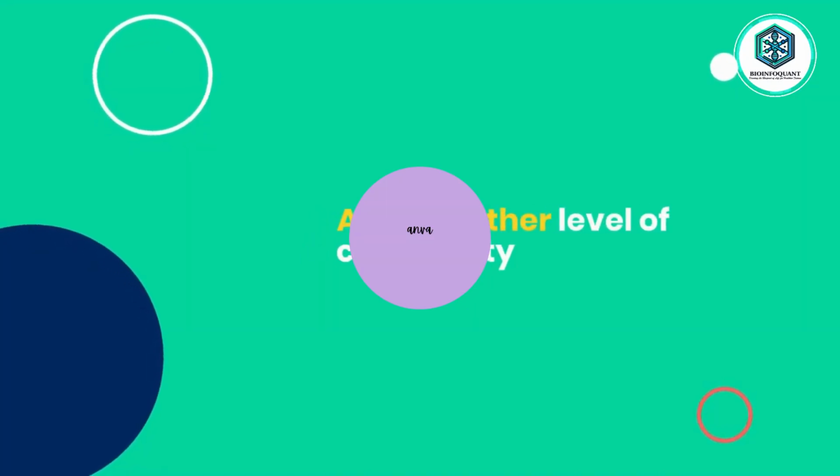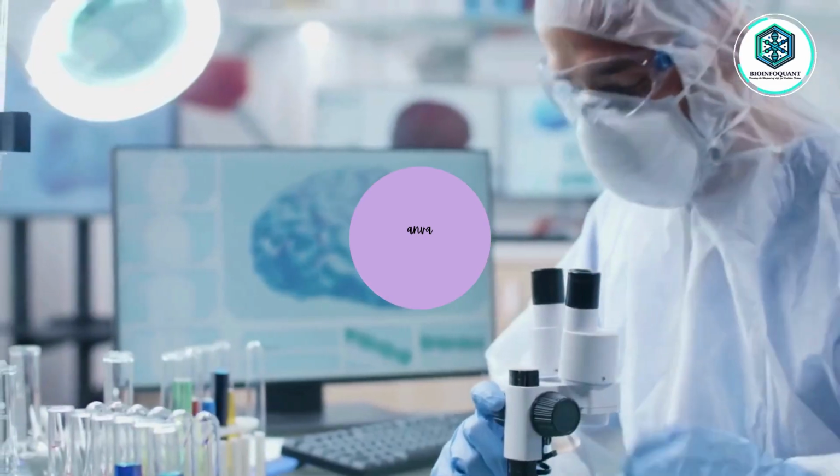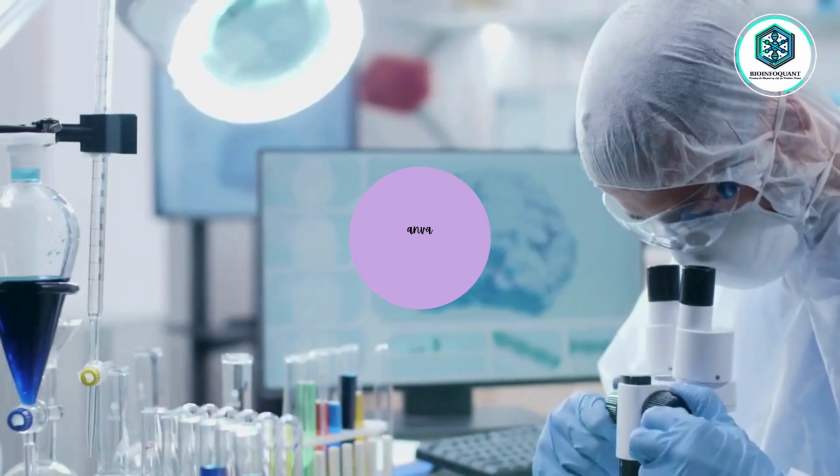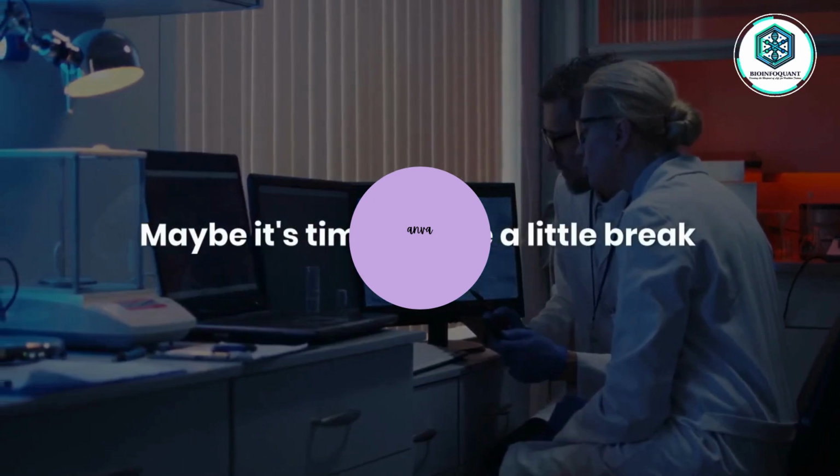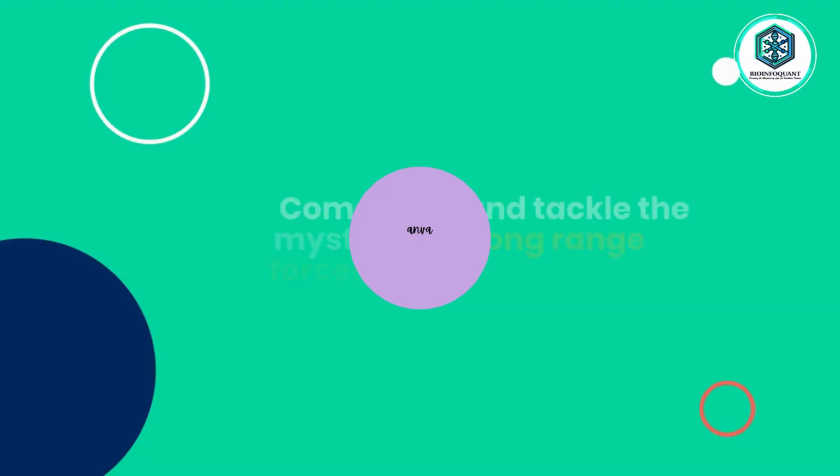Yeah. And we haven't even gotten to long-range forces yet. Oh, yeah. Which I feel like is a whole other level of complexity. It is. But you know what? We've covered a lot of ground already.